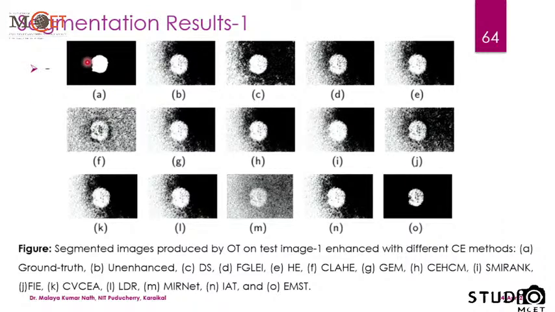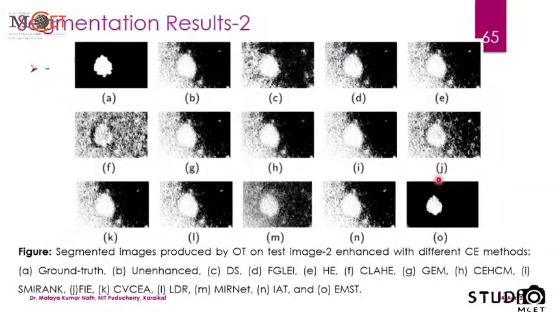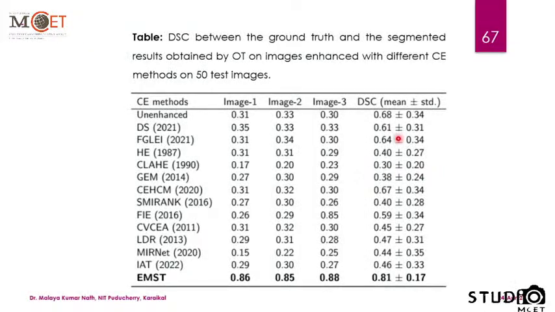So you can see the ground truth as well as the segmented output by the EMST-based method as well as the other methods. Other methods give rise to some outliers, some kind of disturbances which are not able to identify the skin cancer, but EMST is able to identify the segmentation result properly. So these are a few of the results. This has been tabulated with the help of the mean dice similarity coefficient. The EMST-based method provides the highest dice similarity coefficient compared to the existing methods available in the literature.